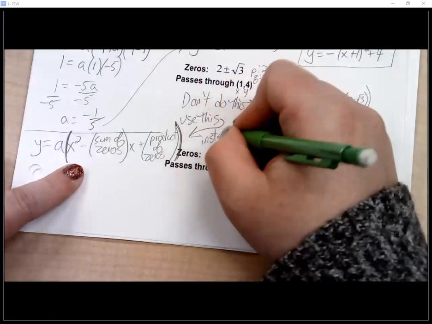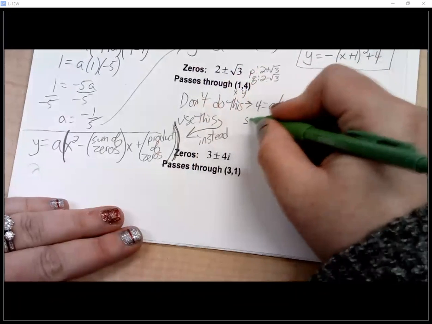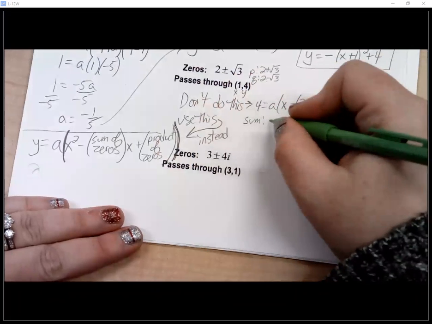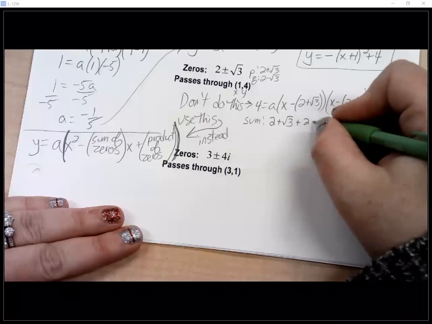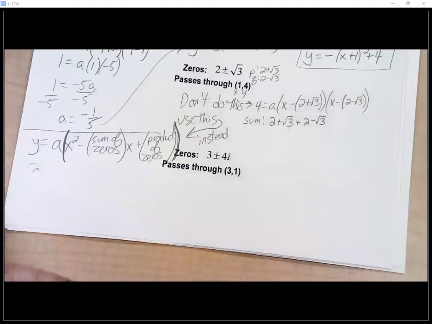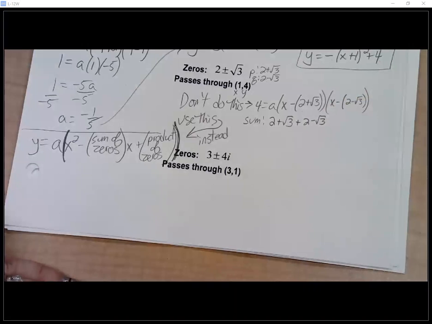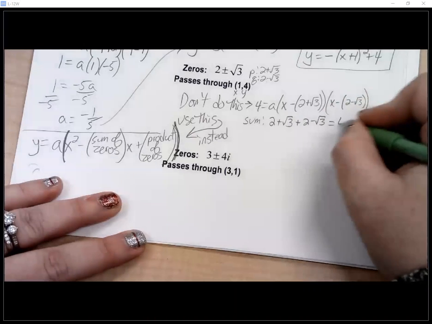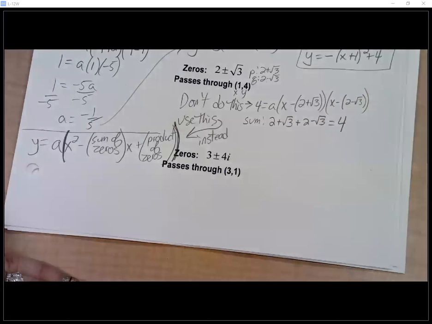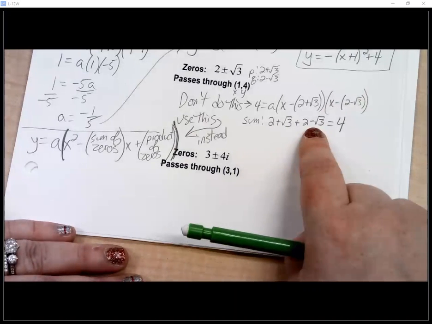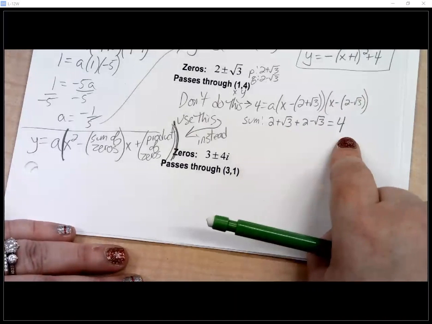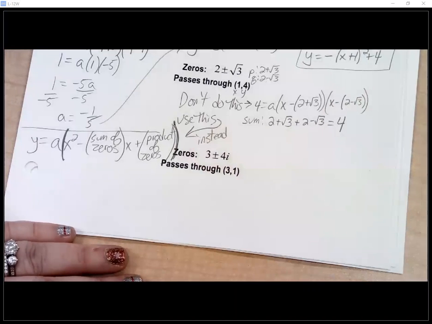Okay, so let's find the sum of our two numbers. So if I have 2 plus root 3 plus 2 minus root 3, isn't the sum of those just going to be 4? Right? If I add these all together, one of them is 2 plus root 3, the other is 2 minus root 3. Add that together, I get 4, because those root 3's cancel. Sure.